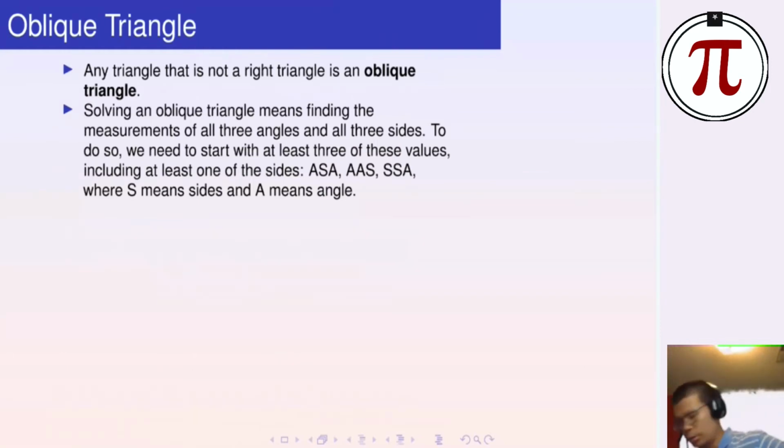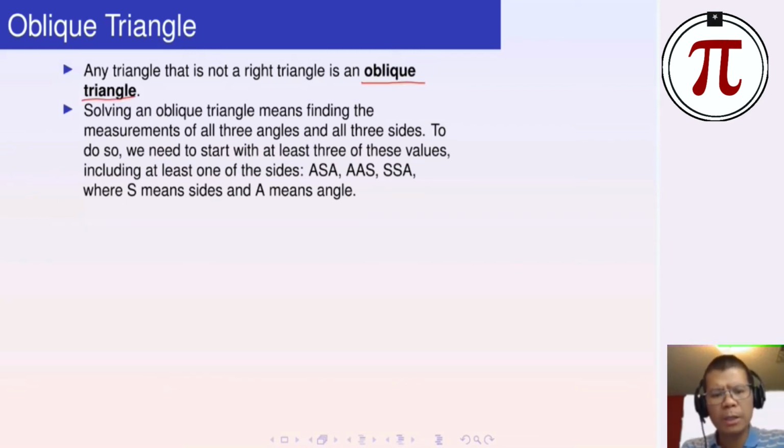Okay, so before we introduce the law of sines, we introduce the so-called oblique triangle. So what is an oblique triangle? It is any triangle that is not a right triangle, right? So as long as there's no right angle in the triangle, then it is an oblique triangle. Now we have this definition, oblique triangle.